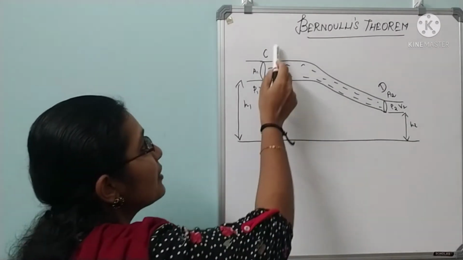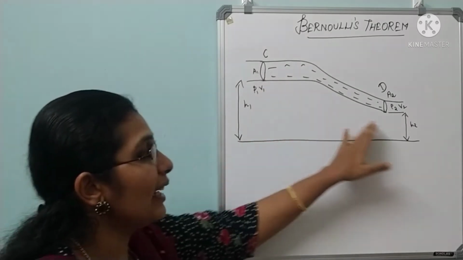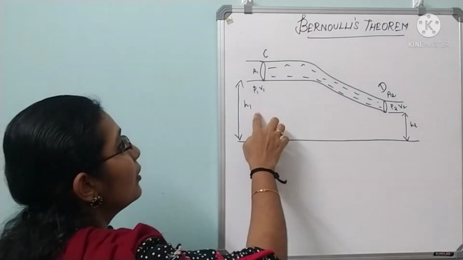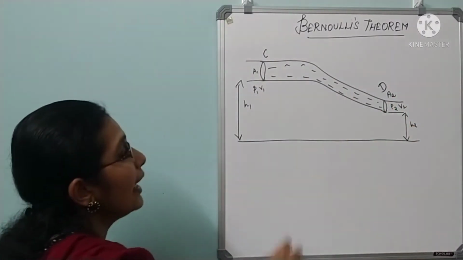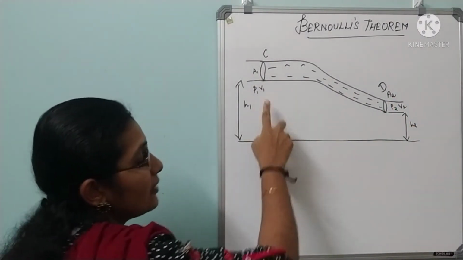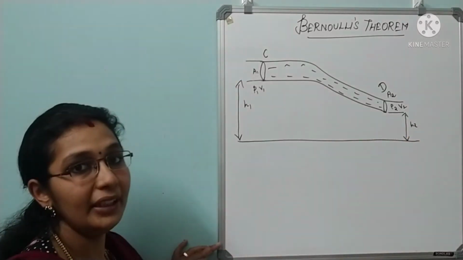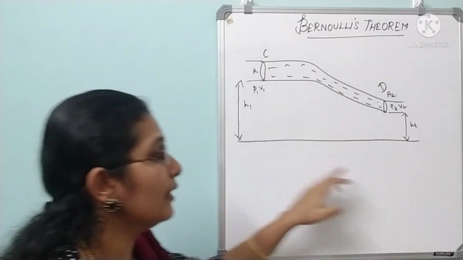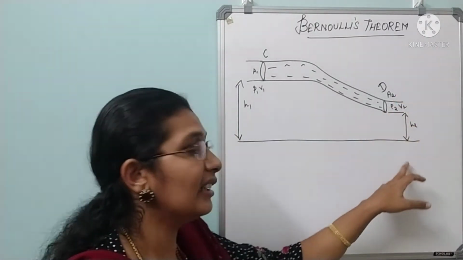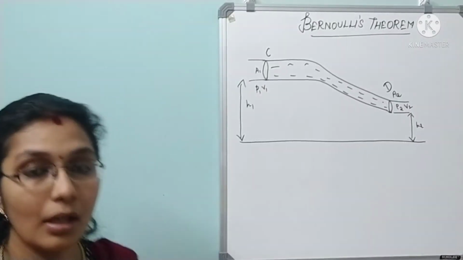I have chosen two points, C and D. So fluid starts from here and ends here. The area at the point C is A1 and at D it is A2. The pressure is P1 and the velocity is V1 at the point C, whereas it is P2 and V2 at the point D. And point C is at a height H1 from the Earth's surface, whereas the point D is at the height H2 from the Earth's surface. Clear?